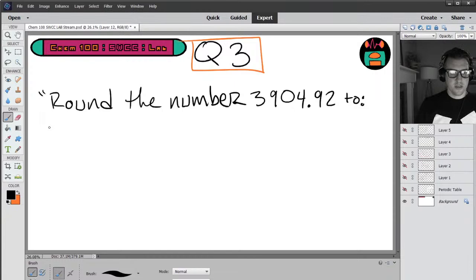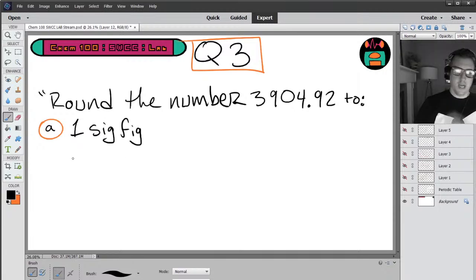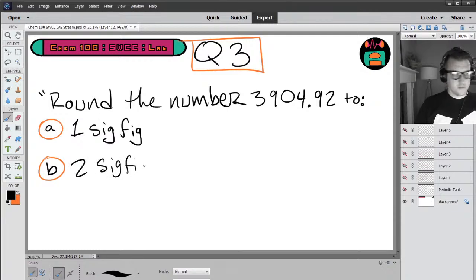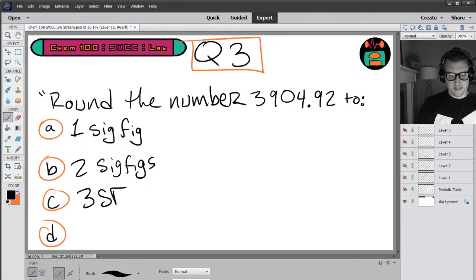And there's problem A. It says round it to 1 sig fig. B says 2 sig figs. Etc. A, B, or C, and D. We've got 3 sig figs, and D is 4 sig figs.